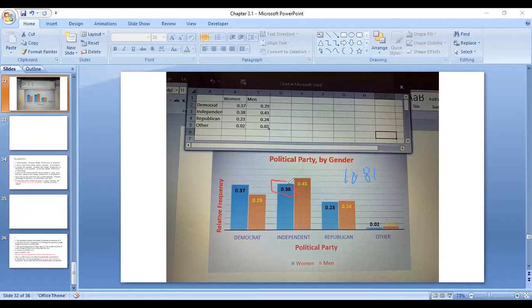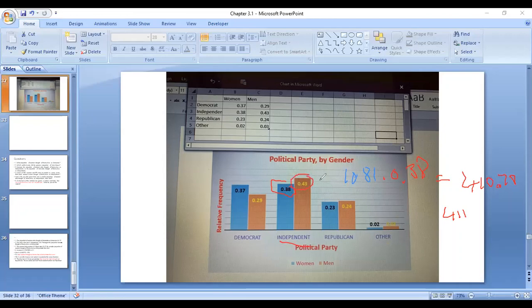You multiply 0.38 and you can find the women. How many people? 1,081 multiply 0.38. We have 410.78, but you can round to 411 women in the independent.